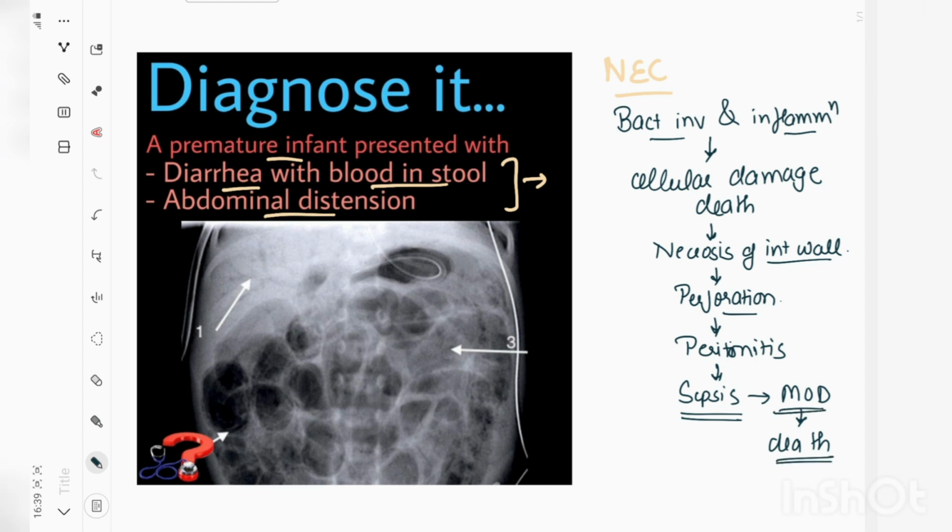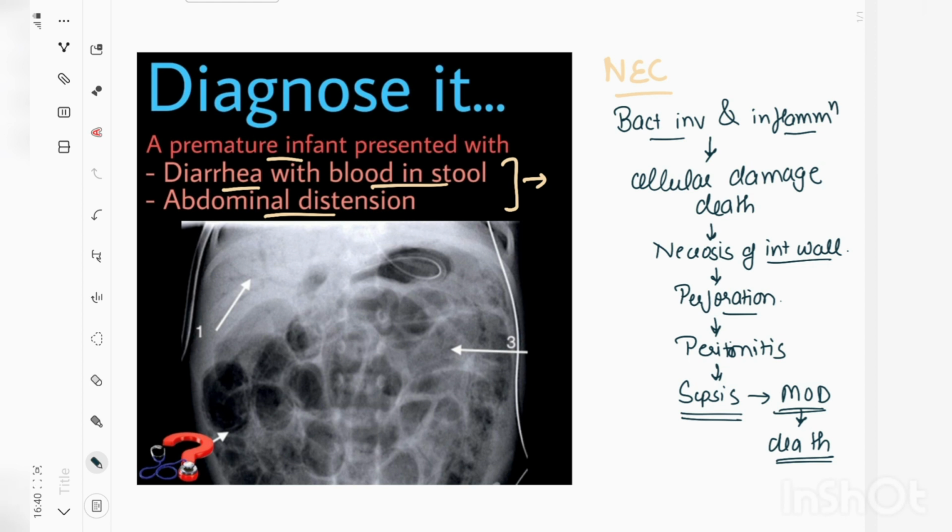Now let's discuss why this disease is more common, or is exclusively seen, in premature infants. The main risk factor for development of this disease is the premature or immature intestinal walls that lead to inflammation as well as bacterial invasion of the walls. The other risk factors include prematurity with low birth weight and formula feeding, which also damages the intestinal walls.